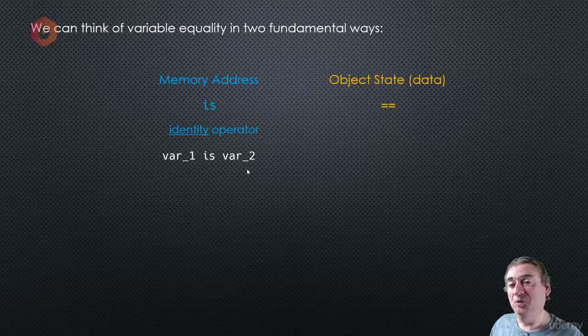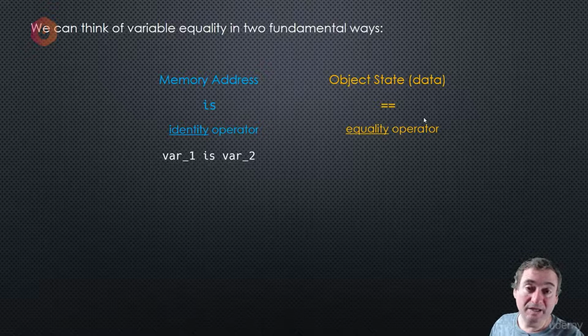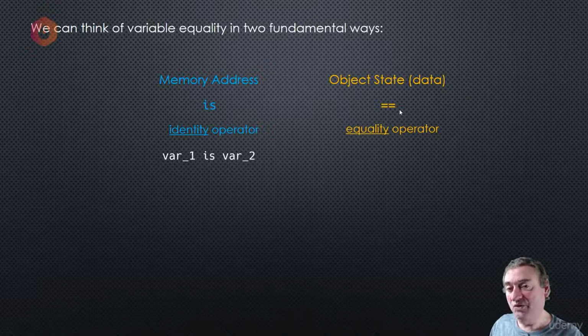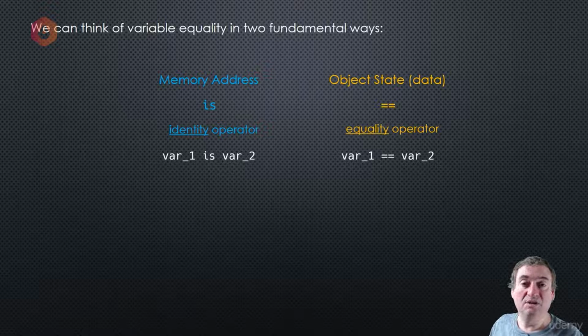On the other hand, if we want to compare the internal states of the objects, we use the equality operator, which is this double equal sign. Now, be careful, it is not a single equal sign. A single equal sign is an assignment operator. The double equal sign is the equality operator, which will compare the internal state, the data of the two variables. So you would say val1 == val2. That will tell you whether the contents of val1 and val2 are equal.